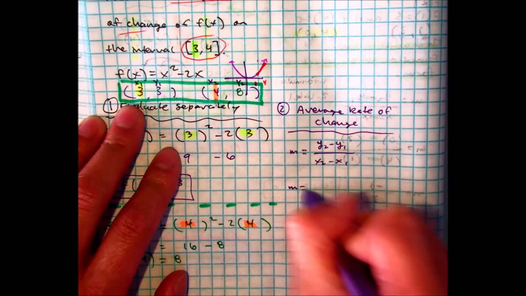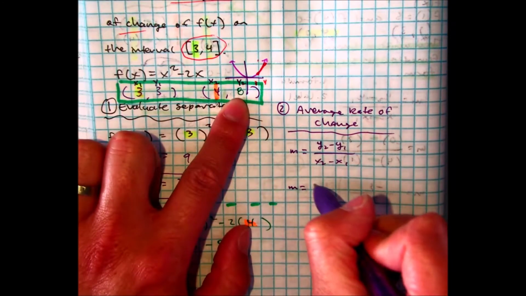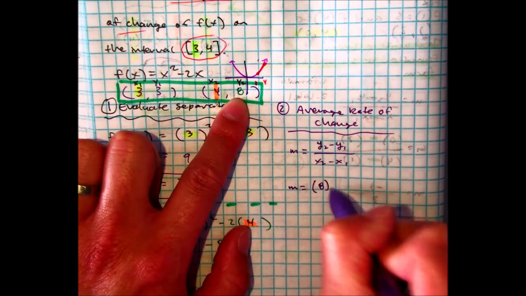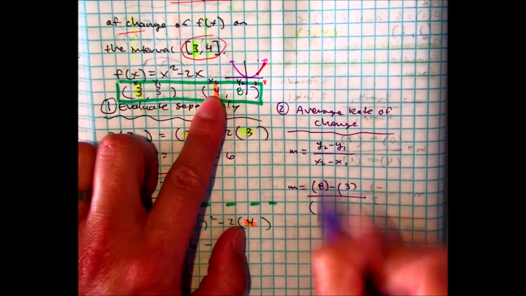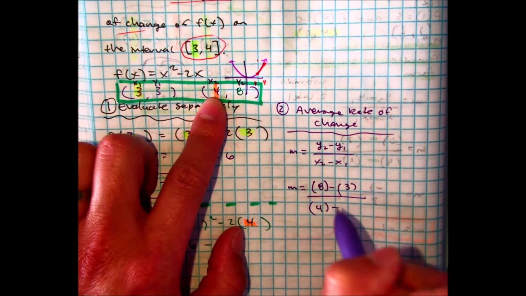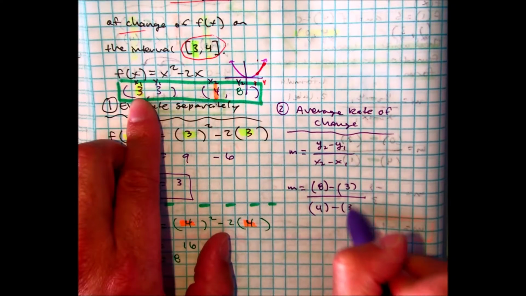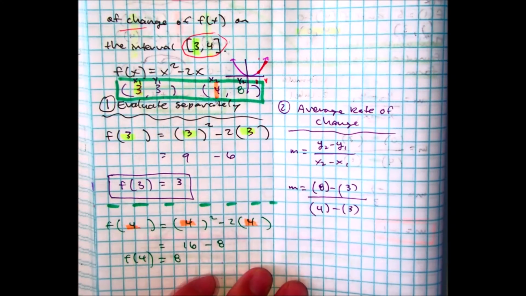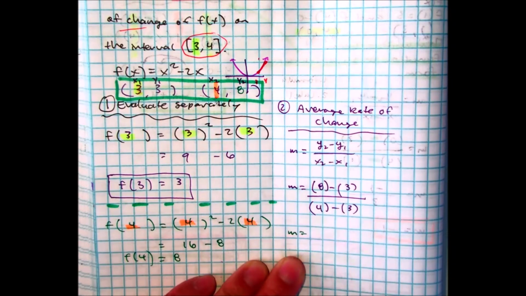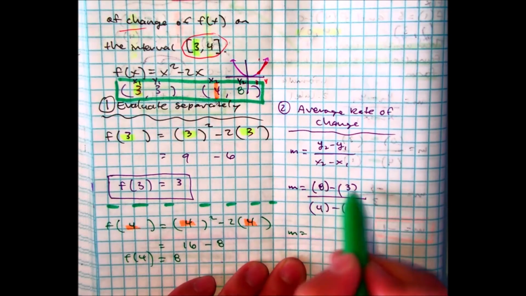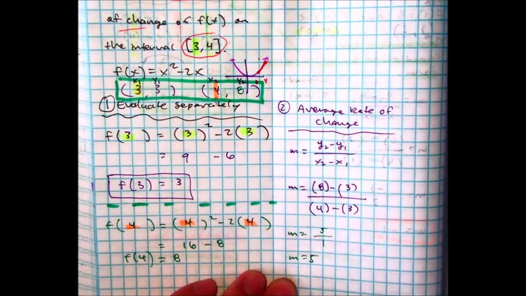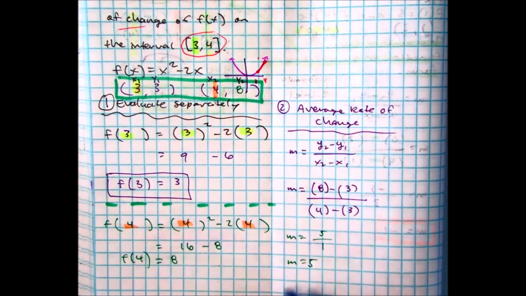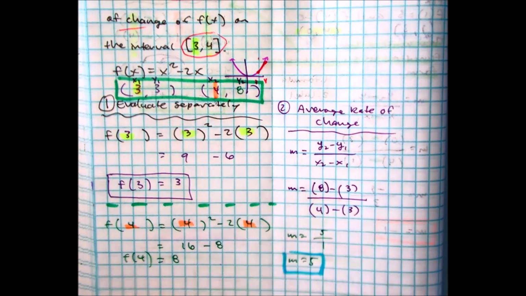So I have the 8 minus 3 over x2, which is 4, minus 3. And then our slope, or a fancy word they also call it secant, 8 minus 3 is 5, and then 4 minus 3 is 1. So I have a slope of 5. The average rate of change is 5, that is my answer.